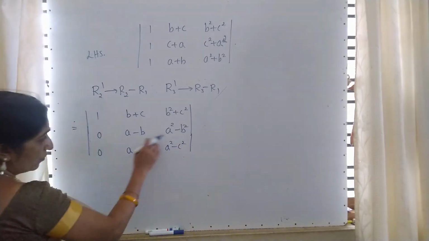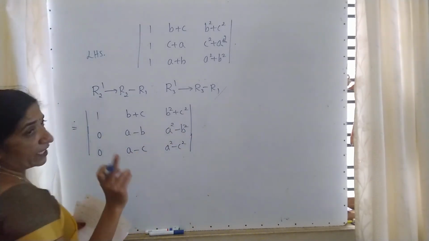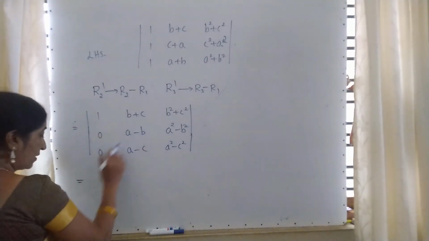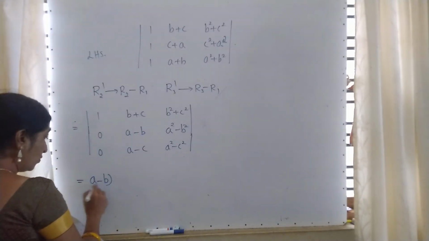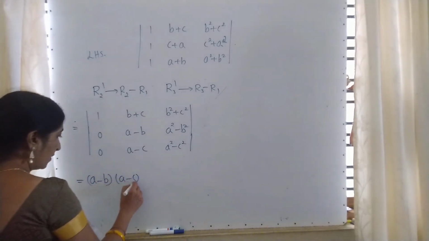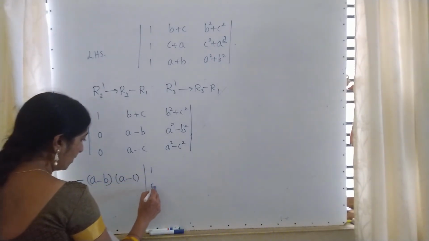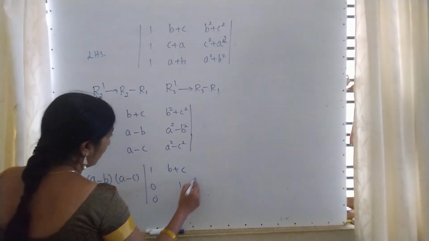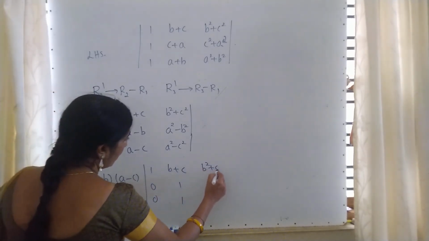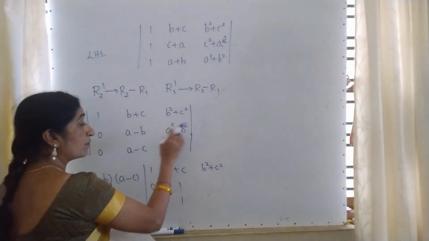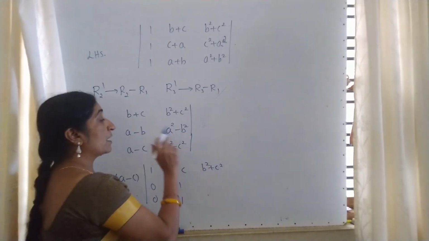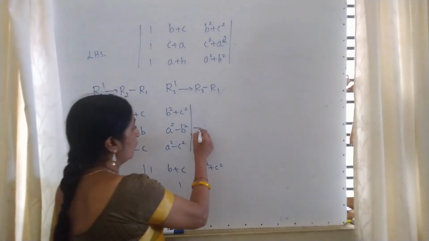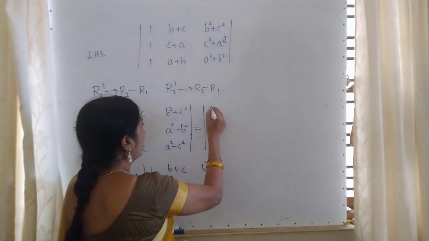Is it necessary to split a square minus b square, or shall I take it common directly? See, I am taking a minus b common directly. In the third row, a minus c common. The remaining elements are 1, 0, 0; b plus c, 1, 1; this is b square plus c square. See, a square minus b square we are splitting as a minus b, a plus b. Then I took a minus b common. If you are not following, I am writing one more step here.